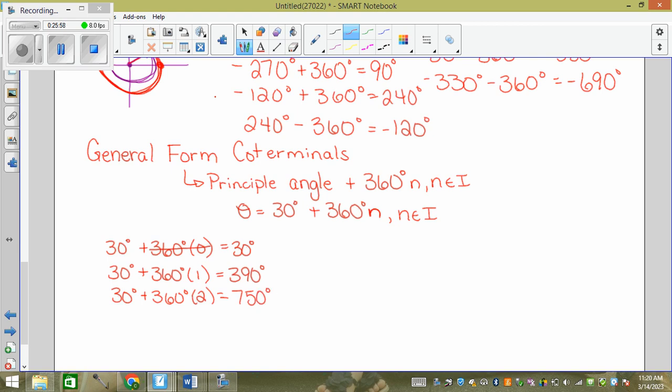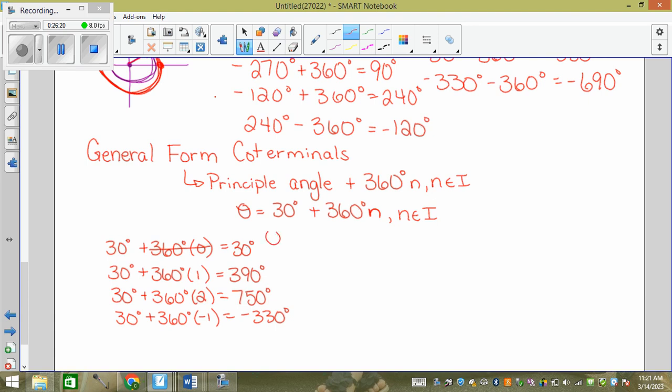It would go on. But I can also fill in the negatives because it's integers. So I could fill in -1. Then that would be 30 minus 360, which is -330, which we already found is true. I could fill in -2, -3, -4. It would give me all of them, wouldn't it? So that's why it is 360 degrees n, n is an element of the integers.